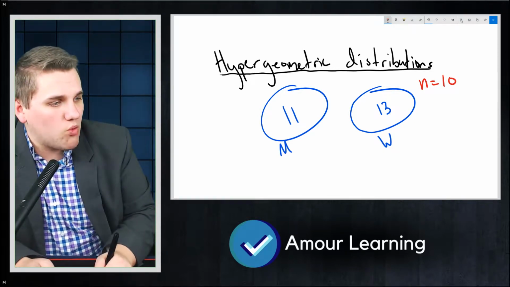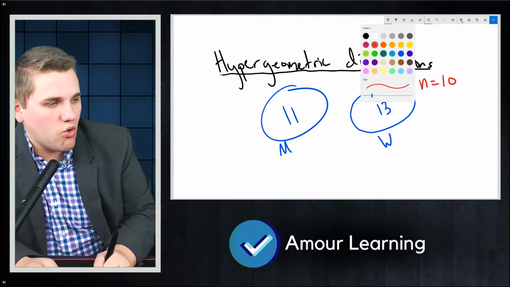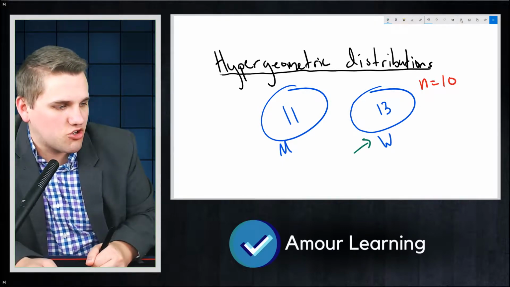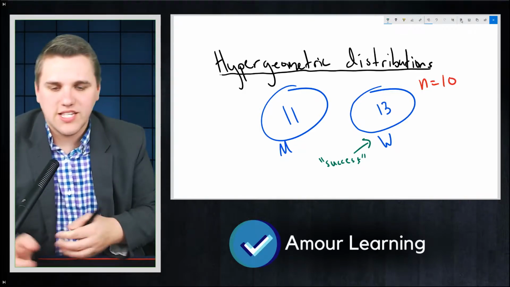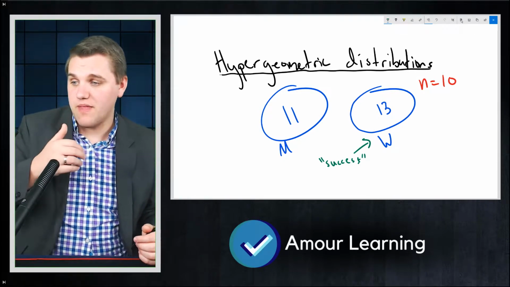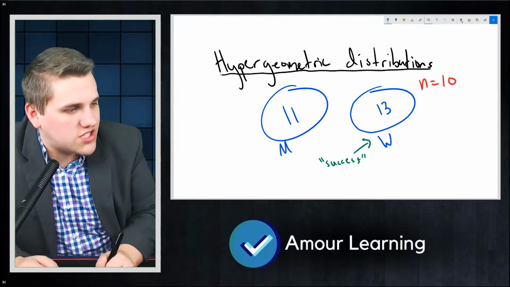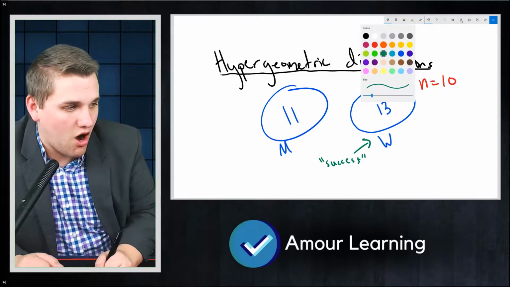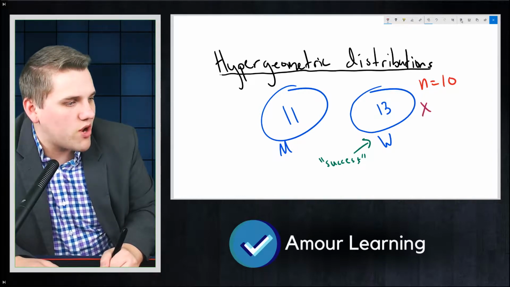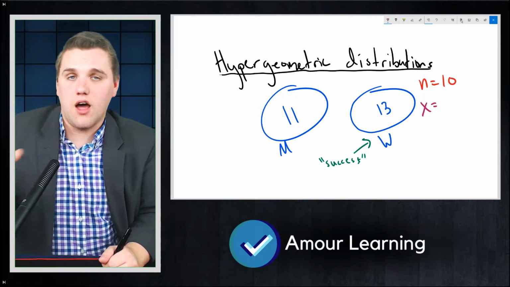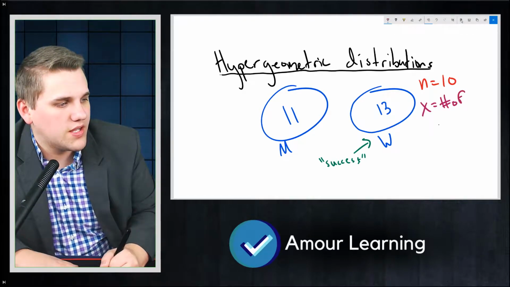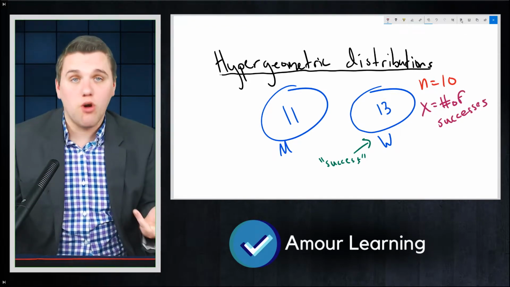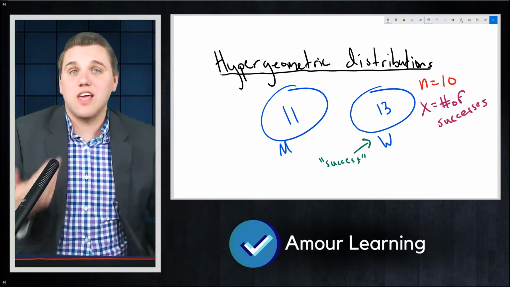Now, we're going to define one of these groups to be a quote-unquote success. So let's say this group is a success, meaning that we consider pulling a woman from the women's group a success. And what we're interested in is how many successes are we going to get? And that is going to be the variable that we're going to be talking about. So X is going to represent the number of successes. Now think about it. We could get 0 women. If we pick 10 people, we could pick 10 of the 11 men.